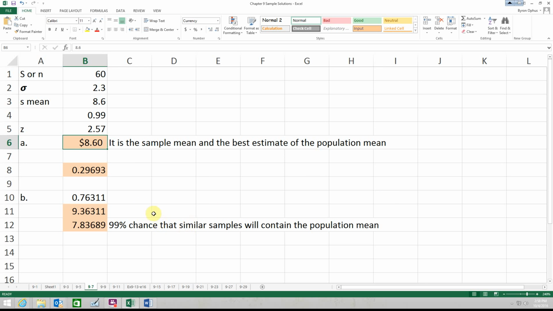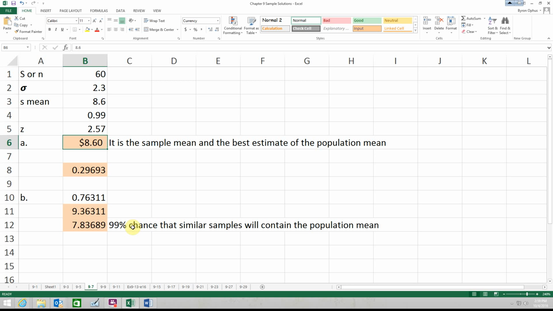I think I kind of restated that to make it make a little bit more sense to me. So if I pull out a different sample of 60, there's a 99% chance that when I calculate the mean of that, it's going to fall in that range, is basically what that means.